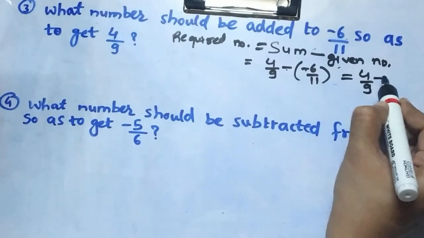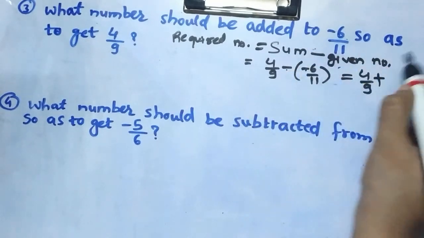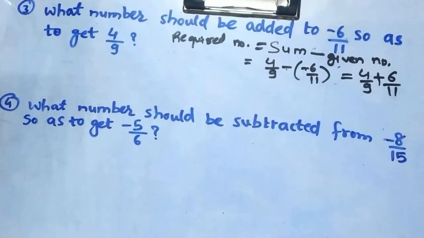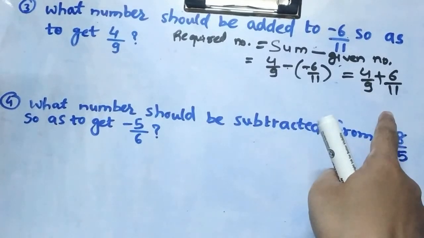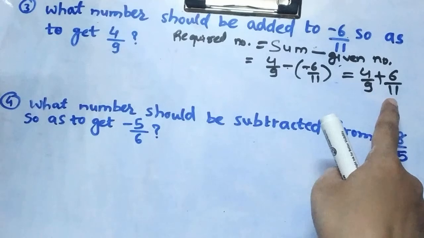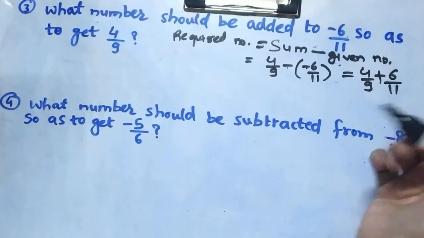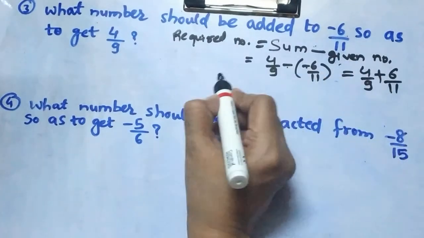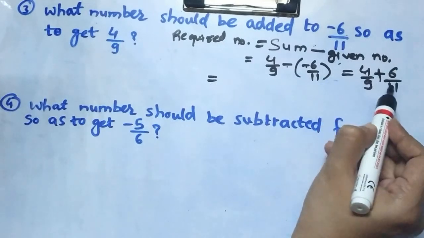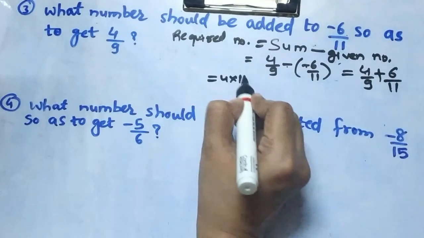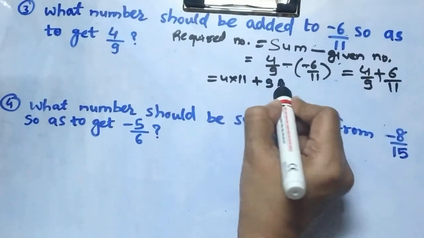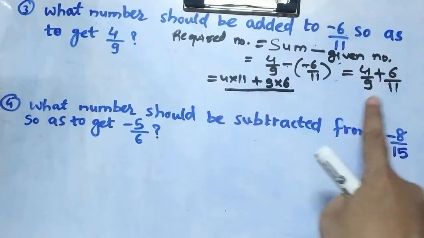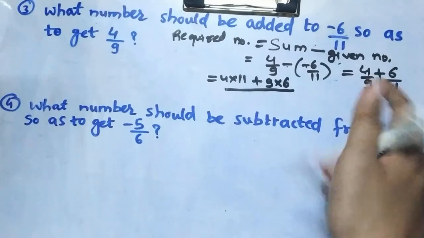Here 4 by 9, minus of minus 6 by 11. While opening the bracket you will get plus 6 by 11. Now you need to solve 4 by 9 plus 6 by 11. You can take the LCM of 9 and 11, otherwise you can simply do the cross multiplication. So we'll go for the cross multiplication. 4 is going to multiply with this 11 plus 9 is going to multiply with this 6, and in the denominator we need to multiply 9 and 11.